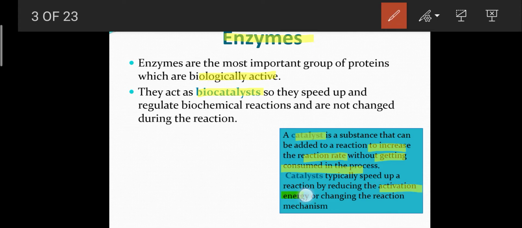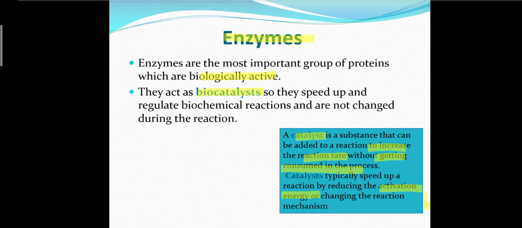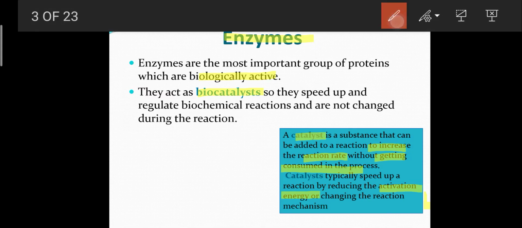What is activation energy? Activation energy is the minimum amount of energy that is required to start a reaction. We will describe the activation energy in detail in further slides. So enzymes are known as biocatalysts because they speed up and regulate the biochemical reactions and are not changed during the reactions.